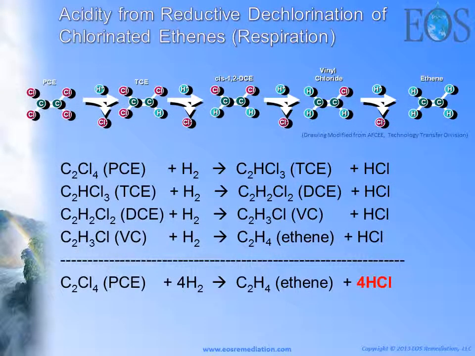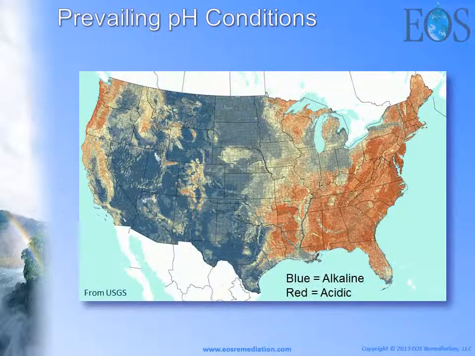Next is respiration. So the actual mechanism by which we're degrading the contaminant, you're producing acid. Theoretically, if you degrade 1 mole of PCE, you will form 4 moles of hydrochloric acid. The last thing to be concerned about in regards to pH is the prevailing conditions.